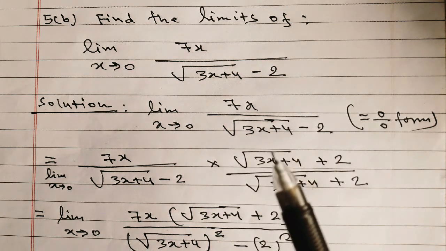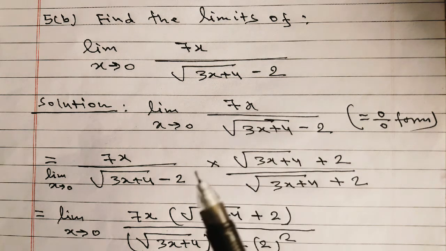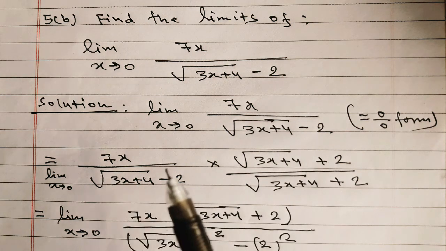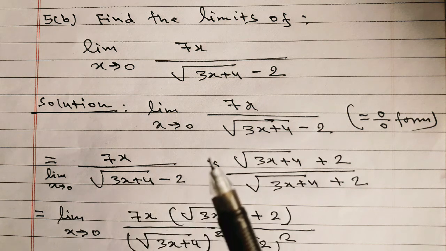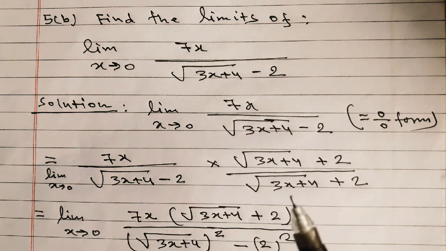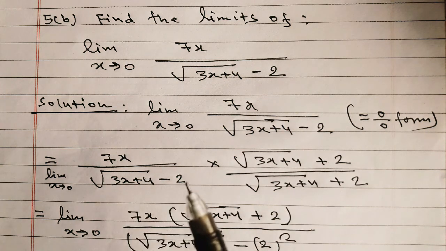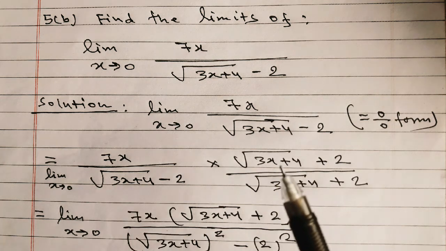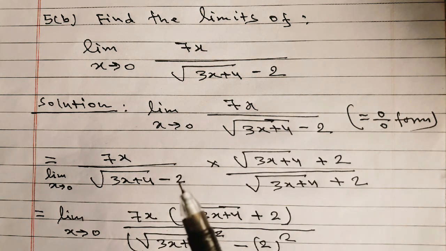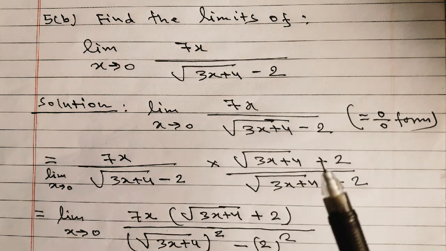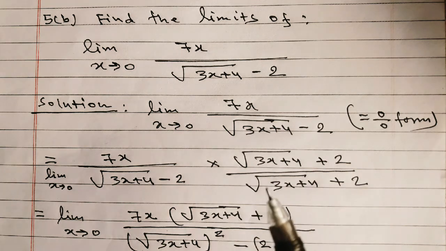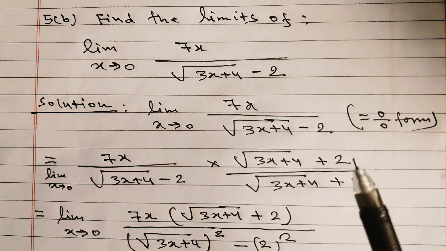In order to make the given function defined, we have to multiply by the conjugate of the denominator, because in the denominator the function is root 3x plus 4 minus 2. The function is in the form of a root, so we multiply and divide by the conjugate. The conjugate of root 3x plus 4 minus 2 is root 3x plus 4 plus 2. We change the middle sign between the two terms, multiplying and dividing by root 3x plus 4 plus 2.